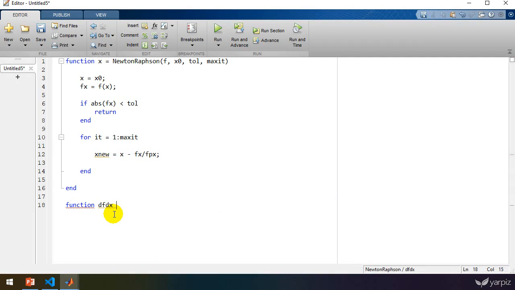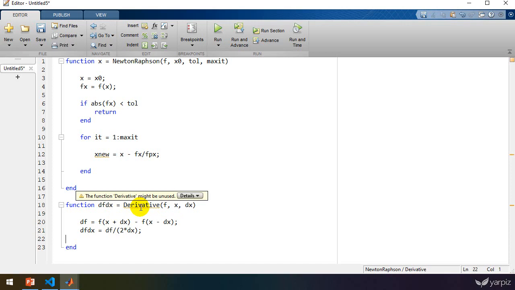by dx, and derivative, or I can use derivative of f at a given point and with some value for dx. And I'm going to calculate df, f of x plus dx minus f of x minus dx, and df dx equals df divided by 2 times dx.